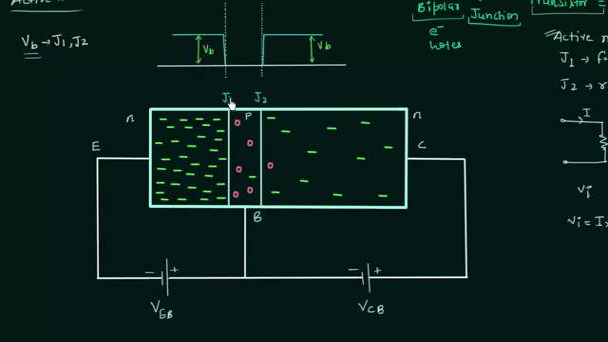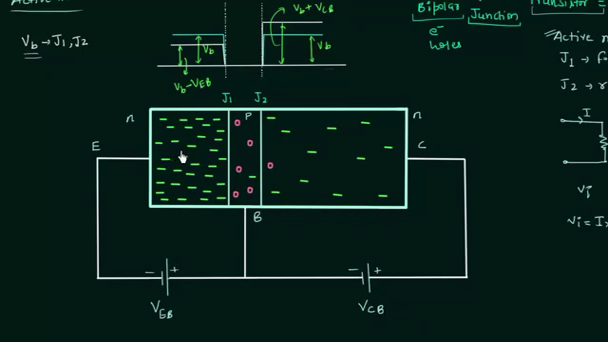Now junction J1 is forward biased after the application of VEB, and the barrier potential will now reduce. The new barrier potential is equal to VB minus VEB, the forward biasing potential. On the other hand, junction J2 is reverse biased, so the barrier potential will increase, and the new barrier potential is equal to VB plus VCB, the reverse biasing potential.